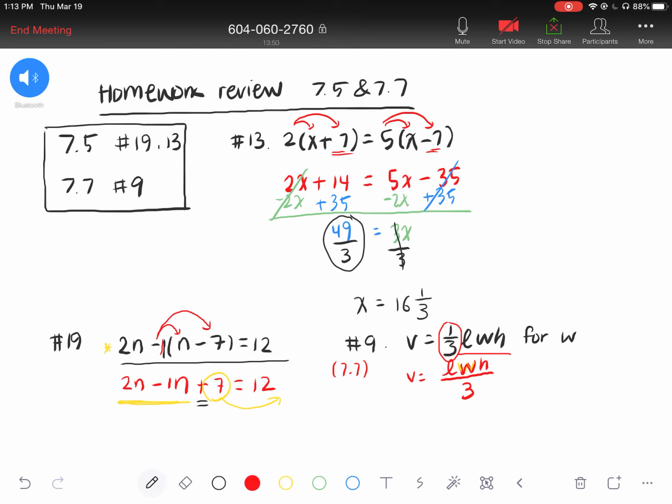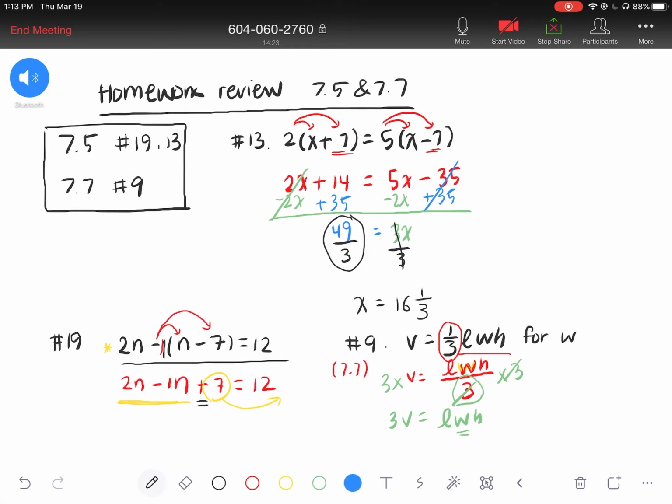So I have to leave this by itself. It's kind of hard to see. So I'm going to first do the inverse operation of multiplying 3, so I can get rid of the 3. Last step was dividing by 3, so I multiply 3 and I get rid of 3. And then I have 3v equals LWH.